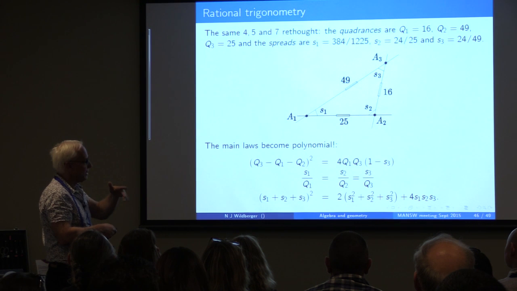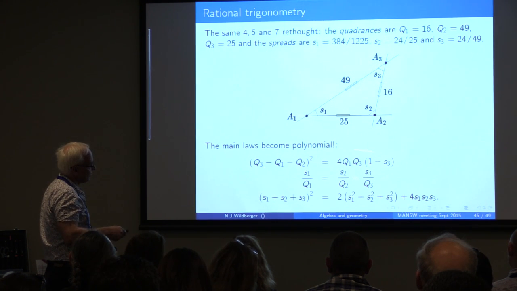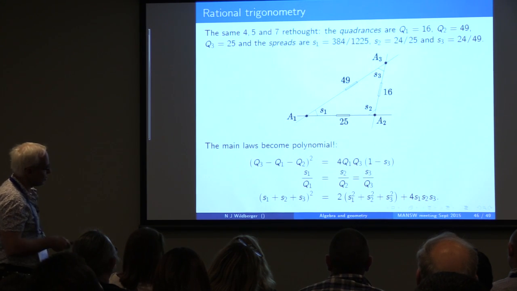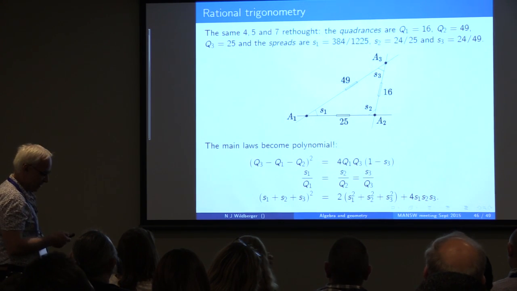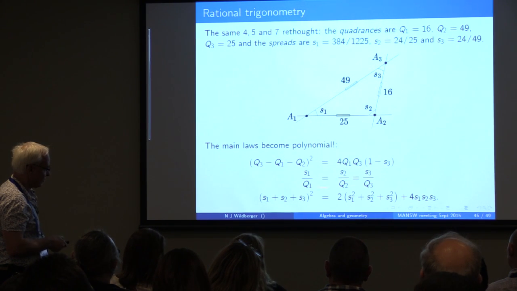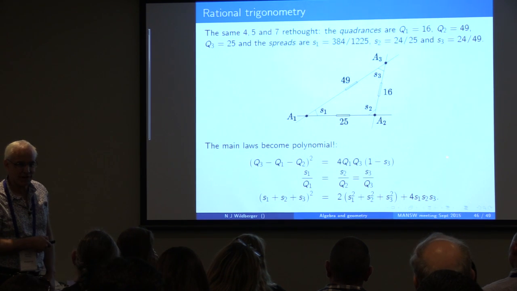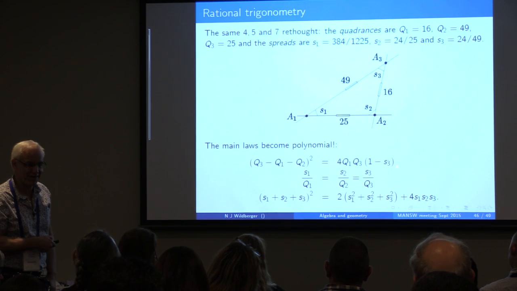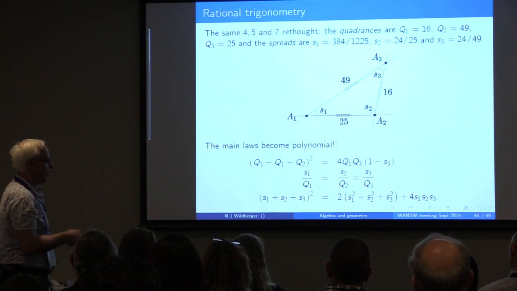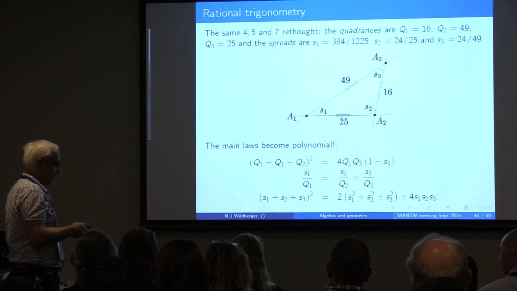So the infinite aspect of angles is removed, and the three laws of trigonometry, the cosine law, the sine law, and the sum of angles formula, get replaced with these polynomial relations. These are polynomial replacements for those laws that you drill into your students. And I claim that there's a lot of evidence that this way of proceeding is actually much more efficient.